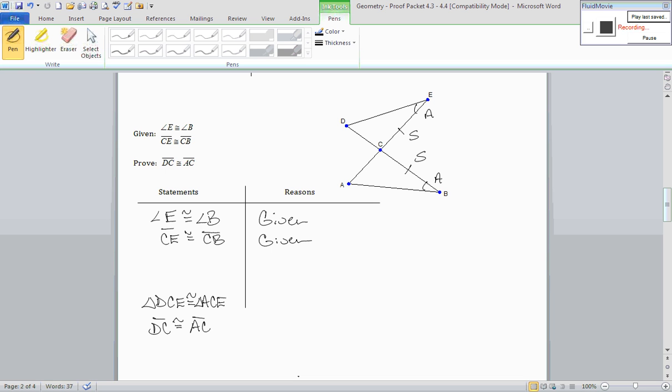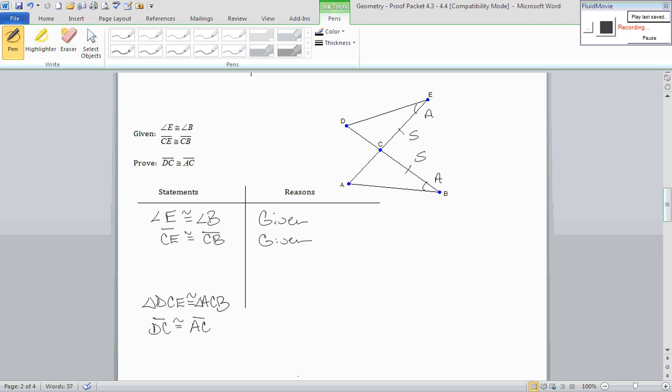And as I look at this, some of the things you might look for is, I'm sorry, that shouldn't be CE, that should be ACB. But some of the things you should look for is you should look at the vertices of your triangles here. D matches up with A, C matches up with C. Now when you see that, that doesn't necessarily mean the reflexive property. Unless it's the exact same angle, it's not going to be.